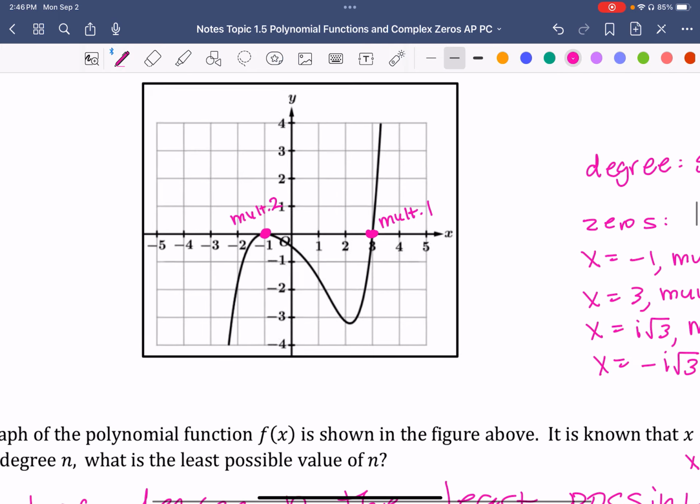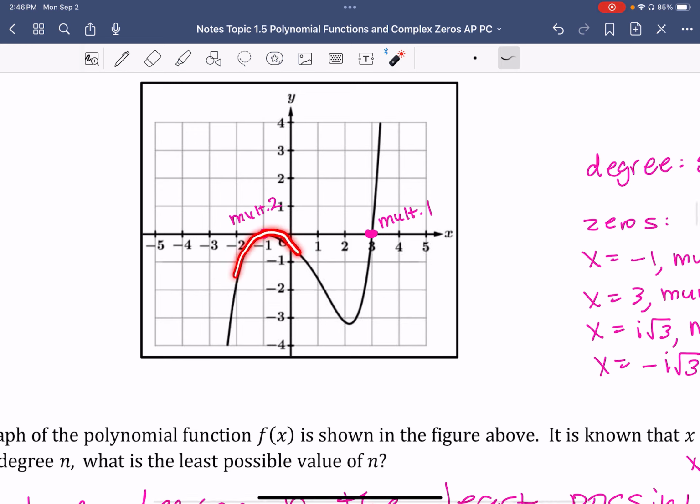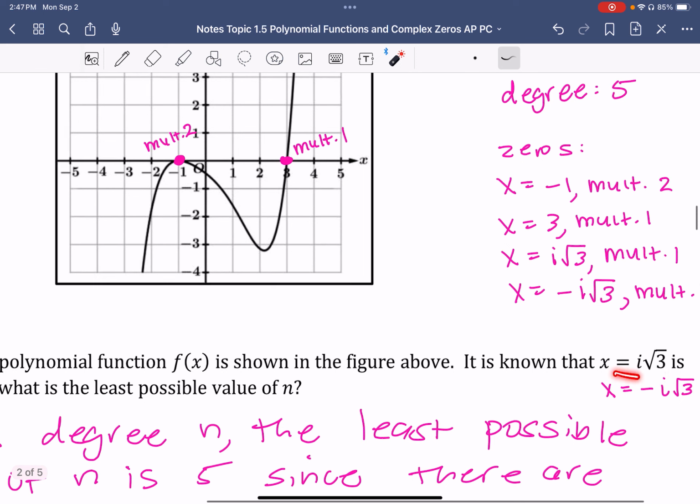Okay, remember that for the ones that bounce off the x-axis, it's not restricted to a multiplicity of 2. It could be any even number. If this was multiplicity of 2,000, that would still be an even number and the graph would still bounce off the x-axis, right? And for the imaginary roots, they only gave us this conjugate pair, but who's to say there isn't another imaginary root that they didn't tell us about and we can't see it on the graph because they're imaginary. Okay, so when they ask you for the least possible number, do the smallest multiplicity. So the even multiplicity, smallest even is 2.